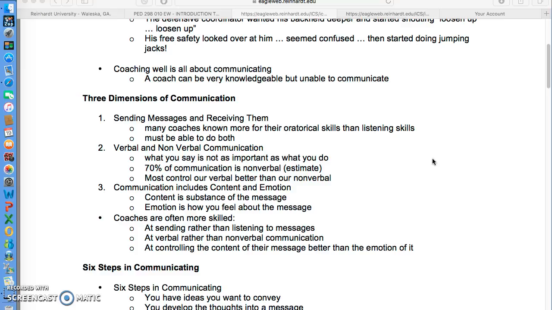Understand that there's also verbal and nonverbal communication. So, a huge deal. I'm a big believer in nonverbal communication, meaning I don't talk. I can just look at a kid, and they understand what I'm saying or what I want them to do or not do. And then understand that communication is part content, which means what it is you want to say, and part emotion. Sometimes I think coaches have a lot of really good things to say, but they're so dry and unexcited about the way they send it that their players just don't buy into it. And so, from the standpoint of coaches, they're often a lot better at sending messages rather than listening. They're a lot better at verbal communication rather than nonverbal. And they're better at controlling their content and not the emotion.